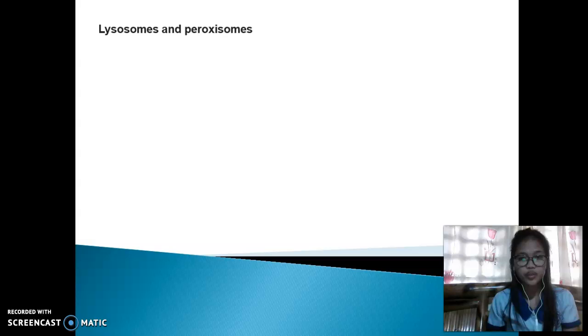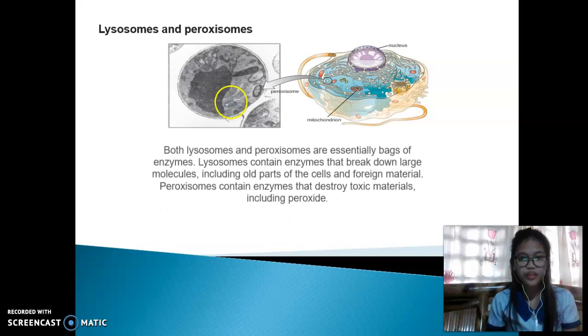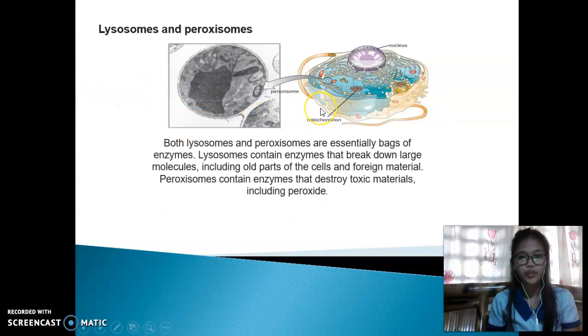Next are lysosomes and peroxisomes. This is the picture of lysosome and peroxisome. Both lysosomes and peroxisomes are essentially bags of enzymes. Lysosomes contain enzymes that break down large molecules, including all parts of the cell and foreign material. Peroxisomes contain enzymes that destroy toxic materials, including parasites.